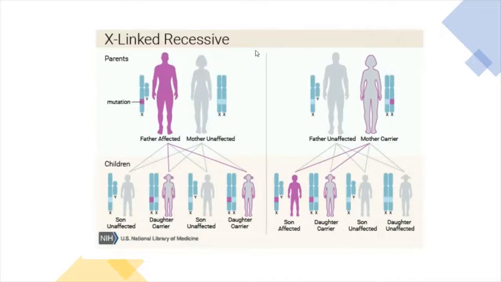Here we can see that if the father has a mutant gene, then no one will be affected in the next generation, but the daughters will be carriers. If the mother has the mutant gene on one side, then one son will be affected, and the others will not be affected.